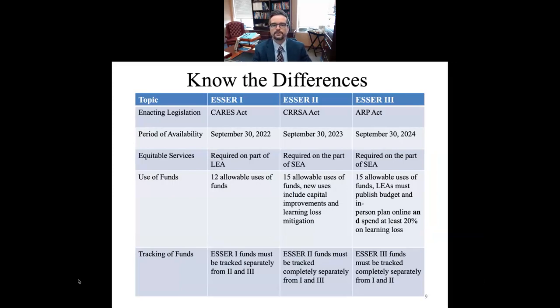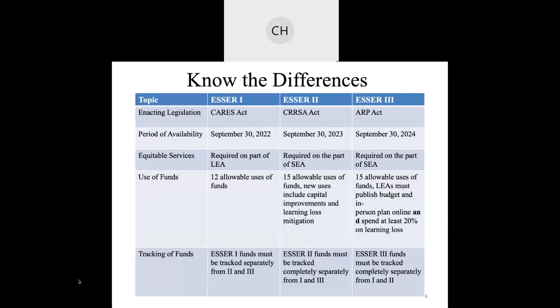It's important to know that even though there are a lot of similarities, there are nevertheless differences between the emergency funds that we have received so far. The CARES Act authorized ESSER 1, and the period of availability is September 30th, 2022. In that fund, there were 12 allowable uses of funds, and you have to track those separately.